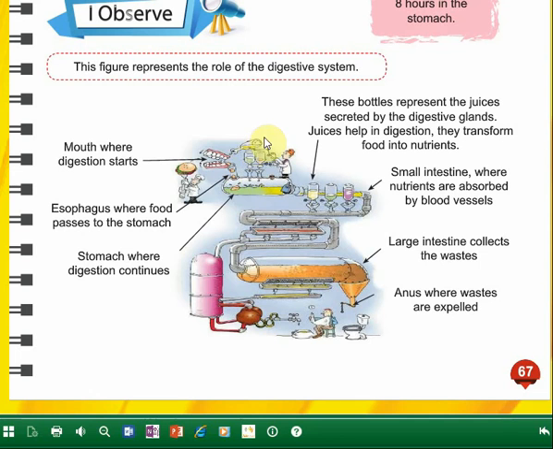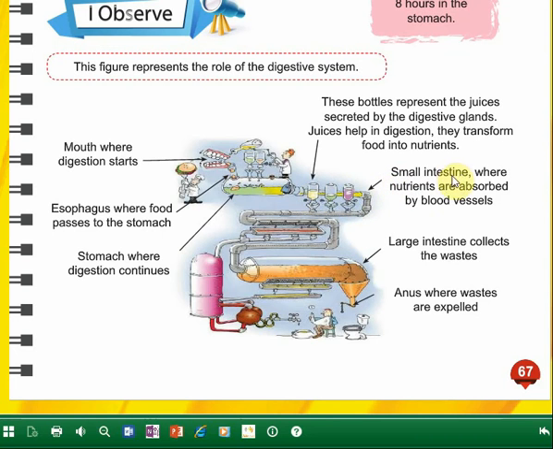Look here, we have the salivary gland that helps in digestion. It secretes saliva. In the stomach where digestion continues, we have also glands. Look, juices are poured in the stomach in order to help in digestion. The gastric glands secrete juices here. Then they will reach into the small intestine. Here it's written, these bottles represent the juices secreted by the digestive glands. As I told you, juices help in digestion. They transform food into nutrients. They help in digestion, they transform the food into nutrients. So they help so much in digestion.